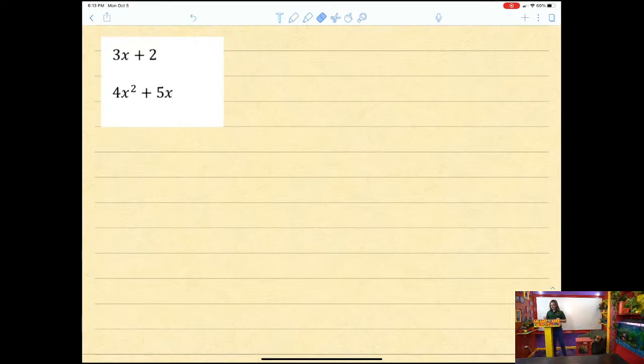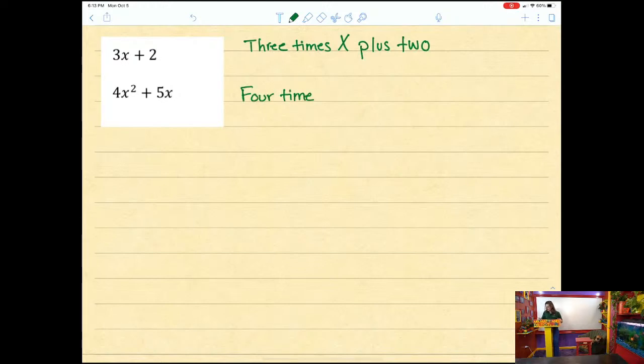Okay, so for the first question, we would have 3 times x plus 2. For the second equation, we have 4 times x squared plus 5 times x. If you have any questions, please let me know.